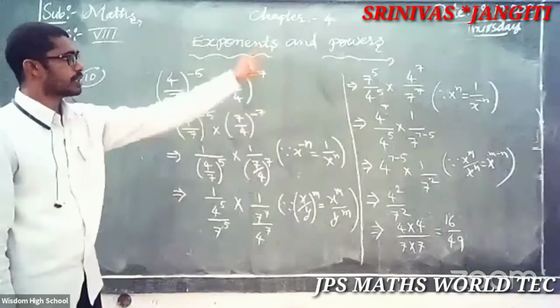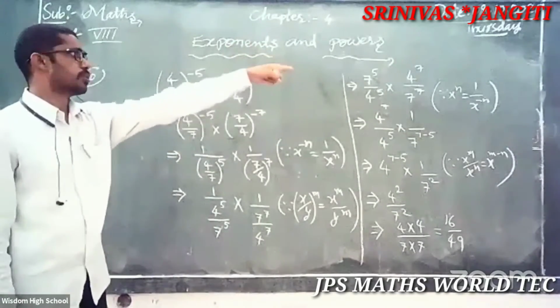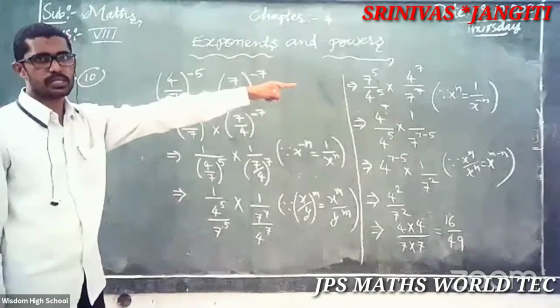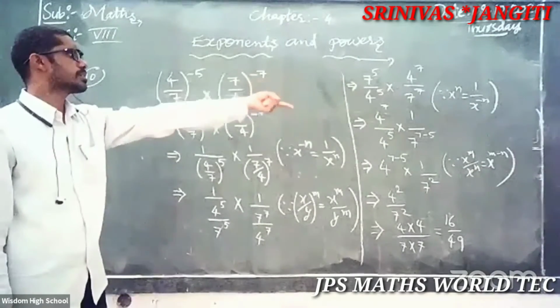This 4 to the power of 5 can go upside, with a minus. So 4 to the power of 7 minus 5 is 4 square. 7 to the power of 7 minus 5, what is that? Yeah, 5. Then it is the same, 7 square only.